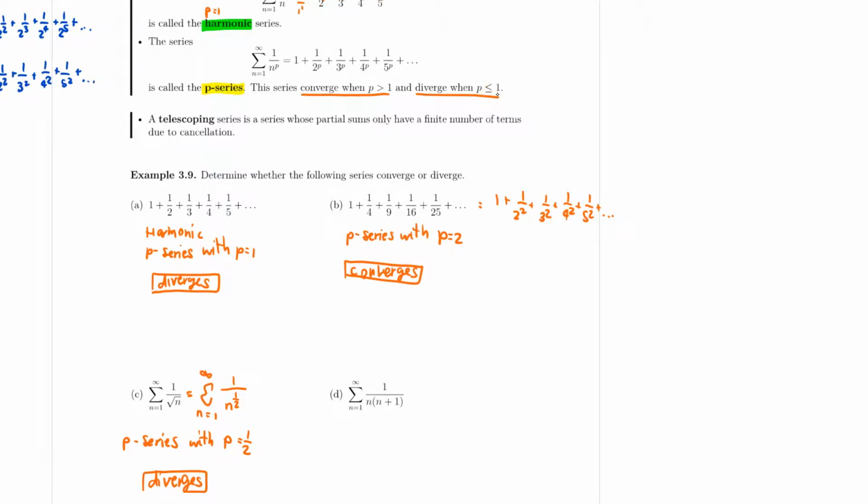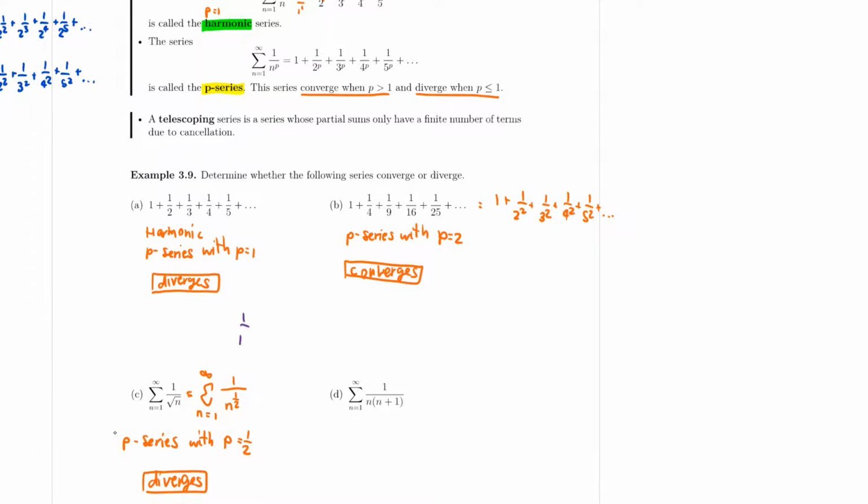Notice how the answer to this three-part problem should make sense, because if we think about it, this guy is the sum of 1 over n, this is the sum of 1 over n squared, and this is the sum of 1 over the square root of n. But 1 over n squared is smaller than 1 over n, and this guy is smaller than 1 over the square root of n. So if we sum this guy, let me actually rewrite.